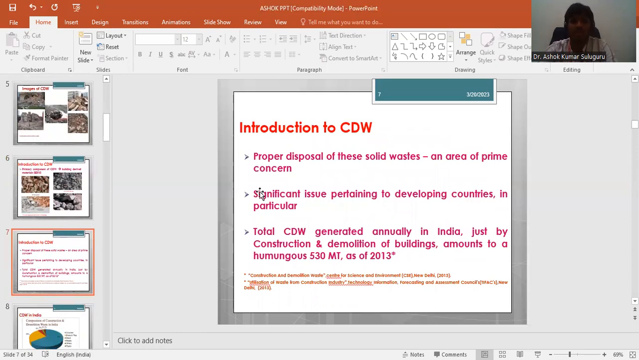Coming to India, the proper disposal of this waste is a serious concern because it occupies a lot of space in the dumping yards. It is our responsibility to dispose of it properly, and at the same time we have to take care of the environment also. So instead of dumping into dumping yards, we are trying to reuse those waste materials in civil engineering applications. We are trying to partially replace the existing natural resources with these waste materials.